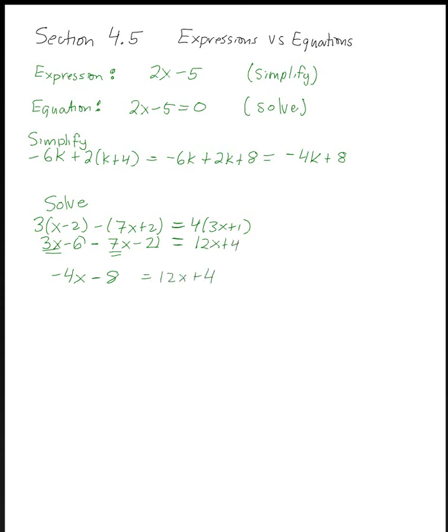Now I have simplified the expression on the left and I simplified the expression on the right. Now I'm ready to solve the equation. To solve the equation, I have to get all the x's together. So I'm going to subtract 12x on both sides of the equal sign. That gives me minus 16x minus 8 equals 4. Add 8 to both sides to get the numbers on the right. Minus 16x equals 12. Divide both sides by minus 16.